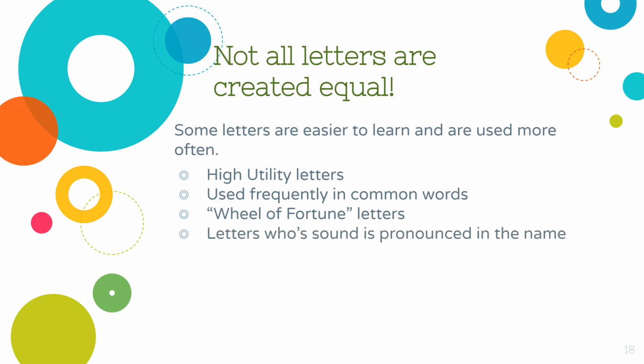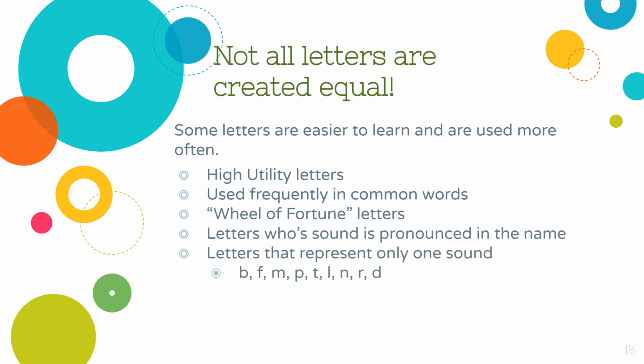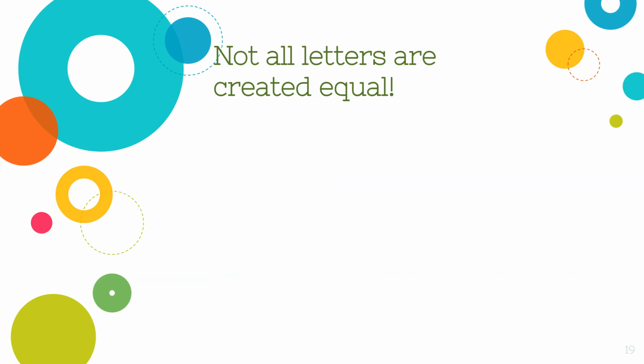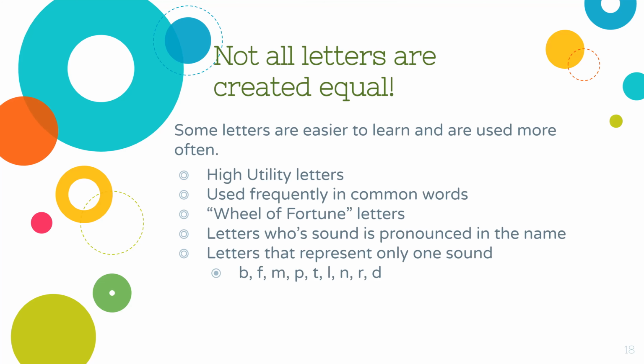Also, think about letters whose sound is pronounced in the name of the letter. The letters that represent only one sound are much easier for children to learn. Some of these also pronounce their own names, such as B. The sound is pronounced in the name B. B, F, M, P, T, L, N, R, and D all are letters that represent only one sound. So these letters are going to be a little bit easier for children to learn and latch onto.